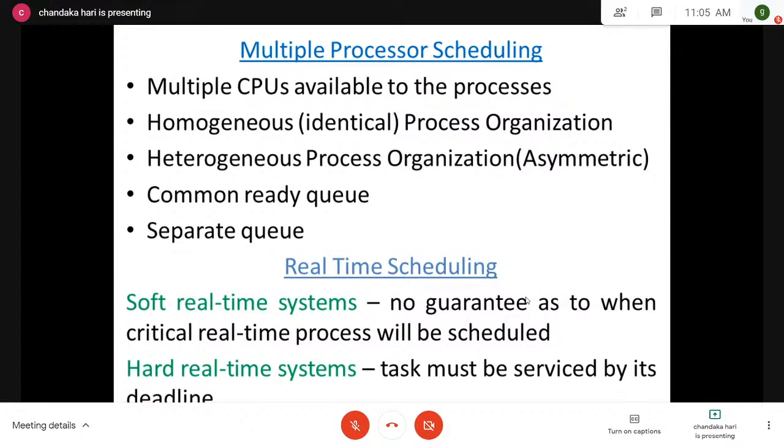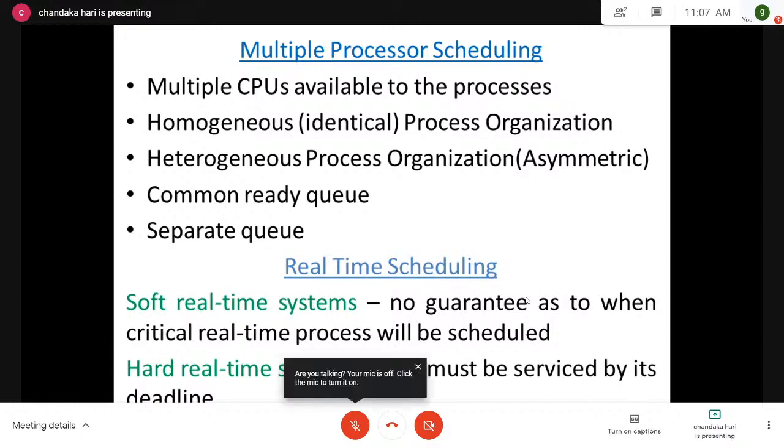The multiprocessor organization is classified into two categories. Number one, symmetric multiprocessor organization. Number two, asymmetric multiprocessor organization. Symmetric means homogeneous processor organization, where all the processors have the same kind of configuration. Asymmetric multiprocessor organization is also called heterogeneous processor organization.